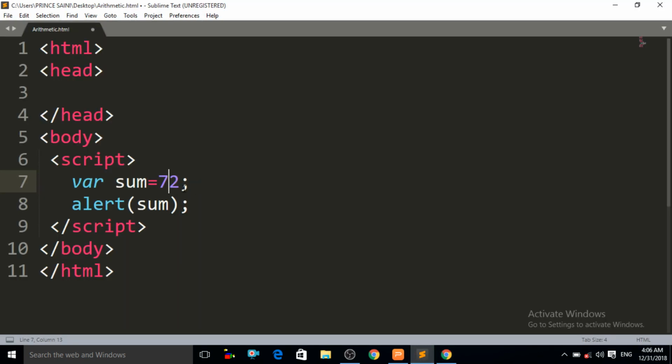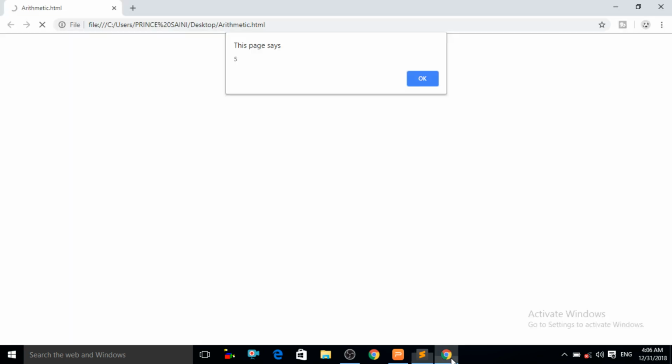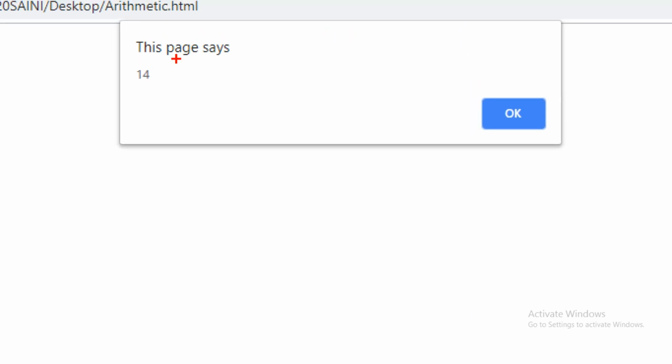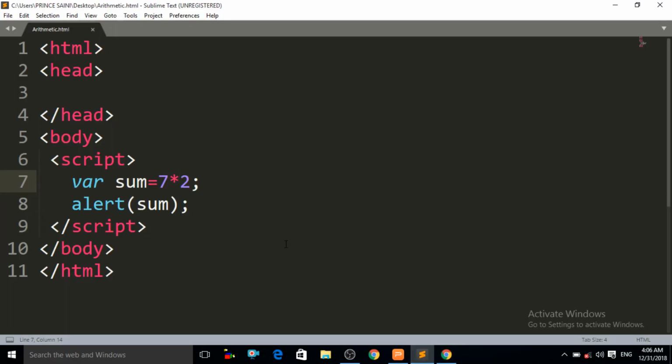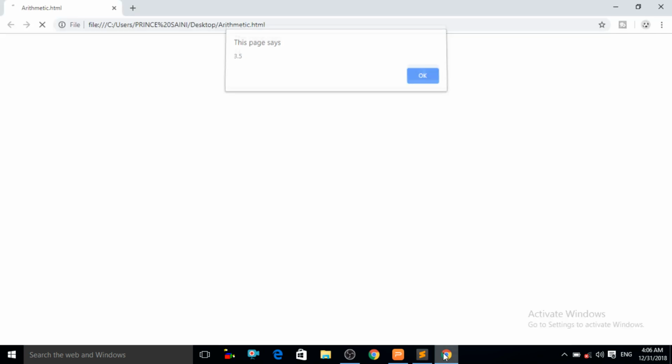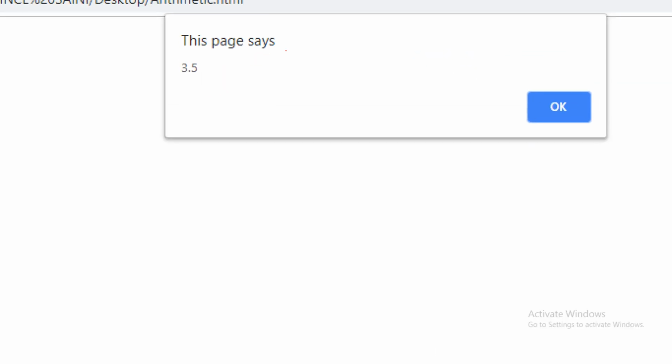Now if I write here the star, that is multiply, this is the multiplication operator, friends. Now Control plus S and then Control plus R. You can see here that it is multiplying and giving 14, friends. This is about the multiplication operator. And there is also the division operator. If I write here the divide, then Control plus S and Control plus R, you can see that it gives 3.5, friends.